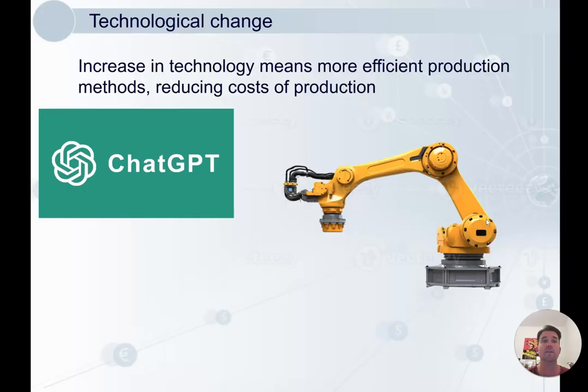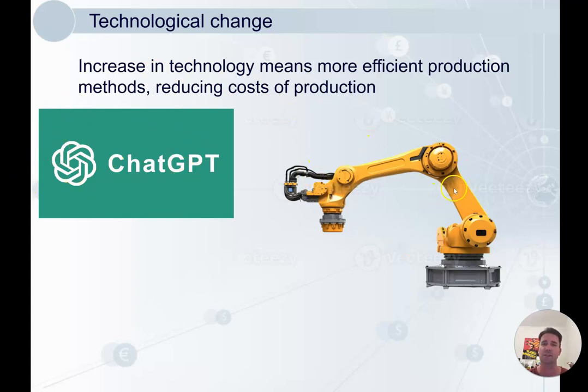Right. Next, technological change. An increase in technology means more efficient production methods, reducing costs of production. So again, we're talking about costs of production. So think about something like ChatGPT, AI. Using AI can cut down the amount of labor that a business will need to hire. So they might lower their costs of production by using AI tools. So automating more basic tasks will do that. So that's an example of technological change.